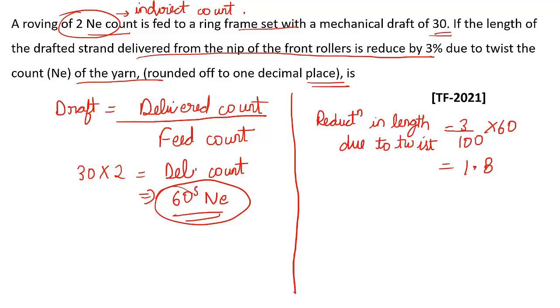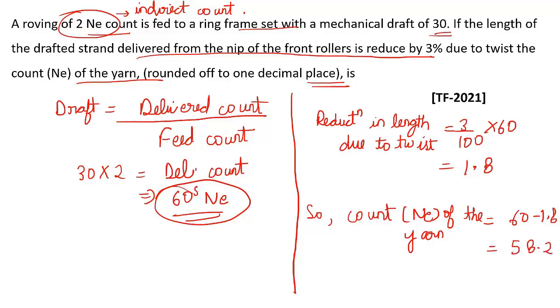So the count of the yarn after the reduction in length would be 60 Ne minus 1.8. 60 minus 1.8 would come out to be 58.2.